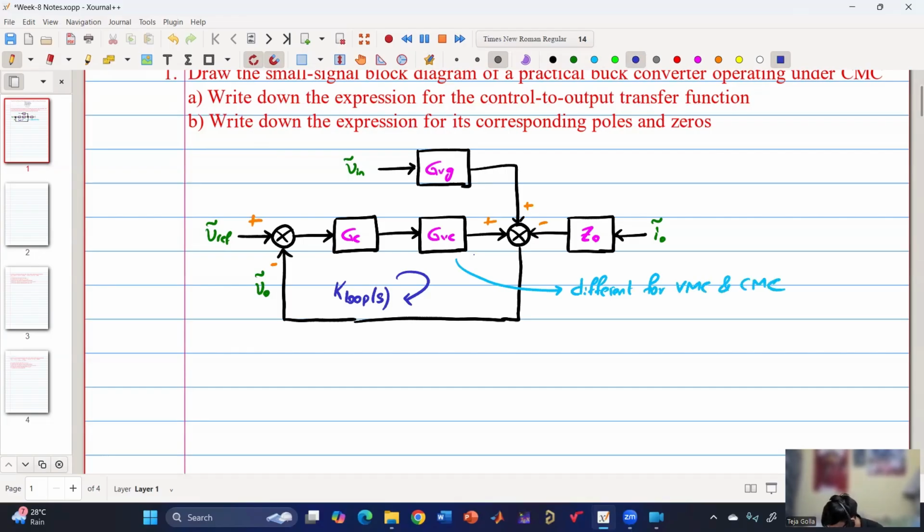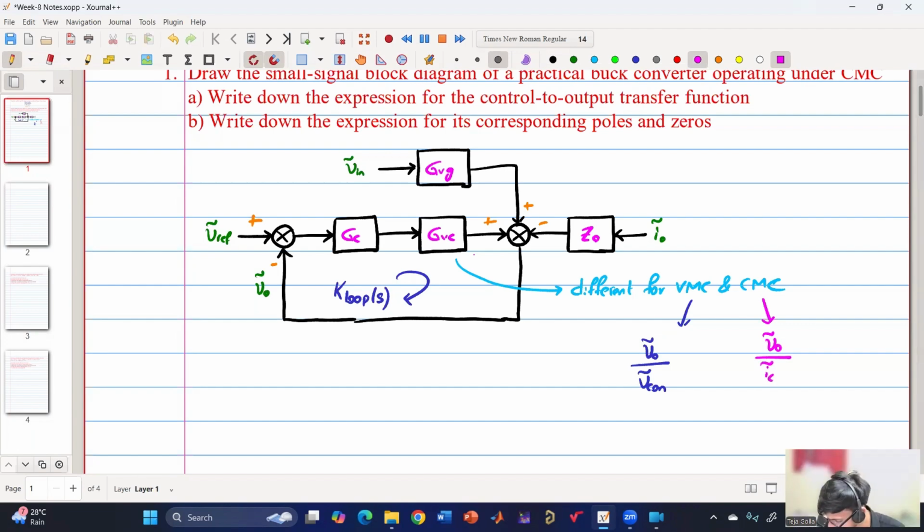In the voltage mode control, GVC will be v̂o by v̂con, because there the control voltage is generating the duty ratio, and the duty ratio is generating the gate pulse, and then the output voltage is regulated. Whereas in the case of current mode control, we have I reference, îref, or îc. So v̂o by îc is the GVC transfer function. So both are GVC.